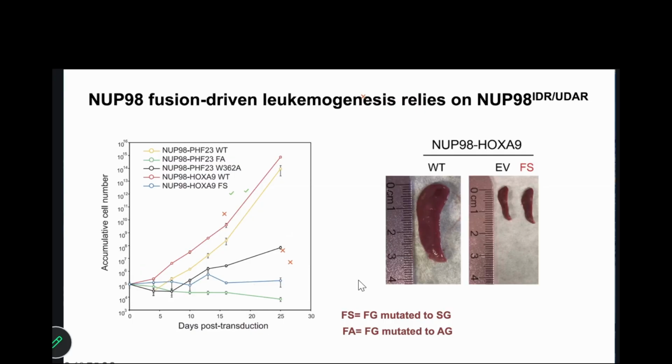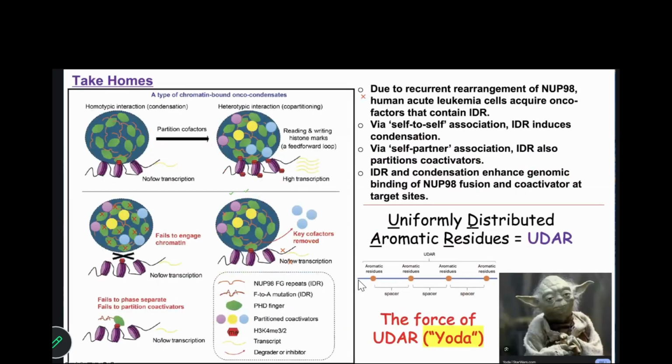And in the last data slide, I just want to mention the FG repeats are absolutely critical for oncogenesis, both in vitro, as you can see, when using different oncofusions, when we mutate FG repeats, we essentially lose the transformation, and we can also recapitulate the same phenomenon in vivo as well.